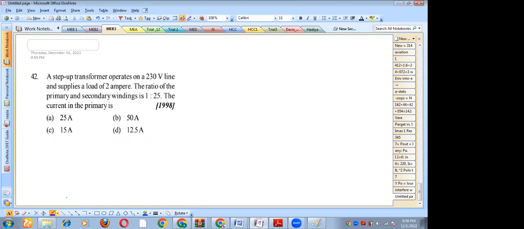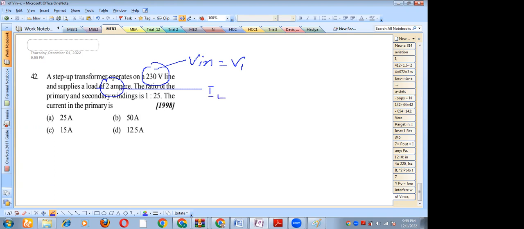See, it says that this type of transformer operates on a 230-volt line. So what is this? 230 volt is V1, the input voltage, right? V1, and it supplies a load of 2 ampere. It means this is I2. So this one is basically I2.